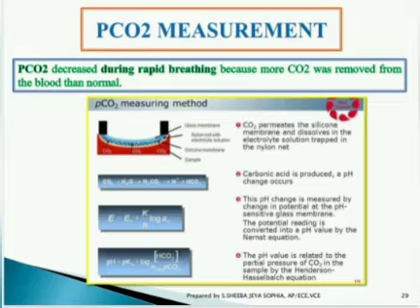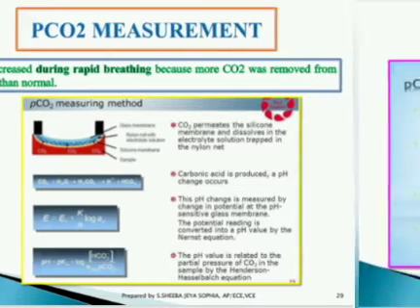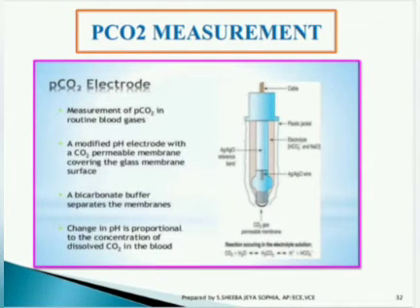Here CO2 permeates the silicon membrane and dissolves in the electrolyte solution trapped in the nylon net, and carbonic acid is produced. A pH change occurs, and this change is measured by the change in potential at the pH sensitive glass membrane. The potential reading is converted into a pH value by the Nernst equation, and the pH value is related to the partial pressure of CO2 in the sample by the Henderson-Hasselbalch equation. Measurement of this PCO2: the glass electrode plays a major role in measuring this value properly.